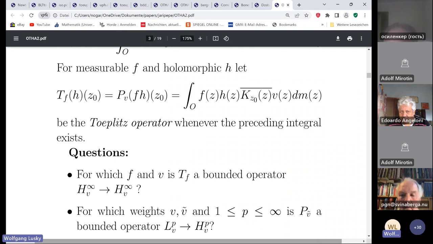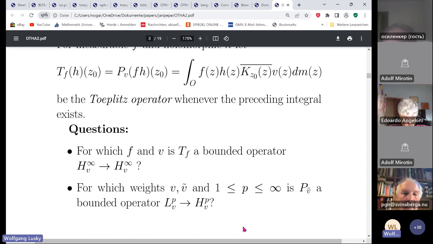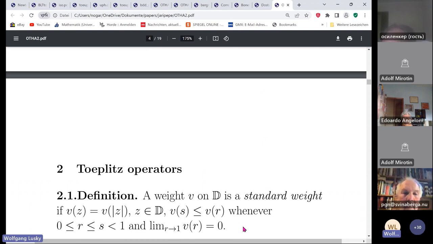So the Bergman projection with respect to a weight V tilde might be bounded even for other p between 1 and infinity, and maybe might be bounded for other weights as well. And I want to give a more or less complete answer for a special subclass of weights. Now let me start with the open unit disk, and I would like to specify the class of weights I'm going to consider. And this is, again, quite classical.